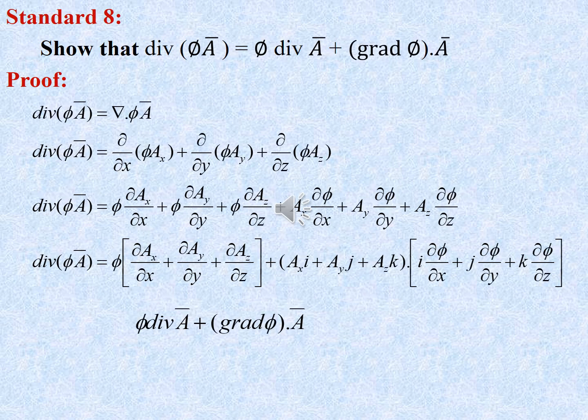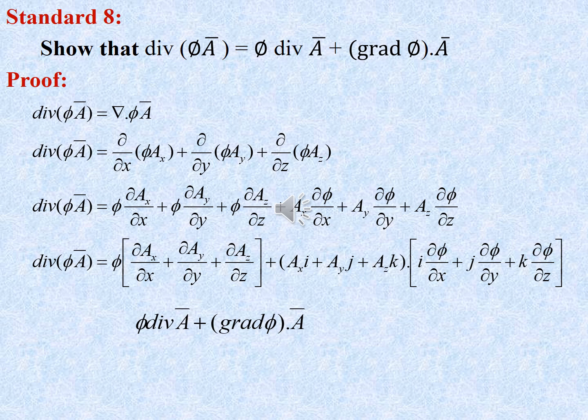Div of (pi A bar) is equal to pi div A bar plus grad pi dot A bar. We know the formula: div A is equal to del dot A. So I am substituting the above values here. Div of pi A bar is equal to ∂/∂x of (pi Ax) plus ∂/∂y of (pi Ay) plus ∂/∂z of (pi Az). Here A represents Ax i plus Ay j plus Az k. So I am substituting the values.